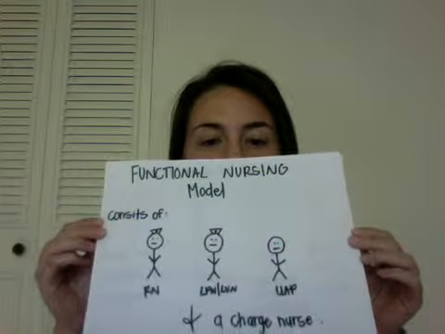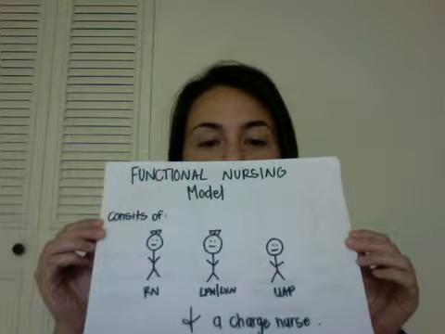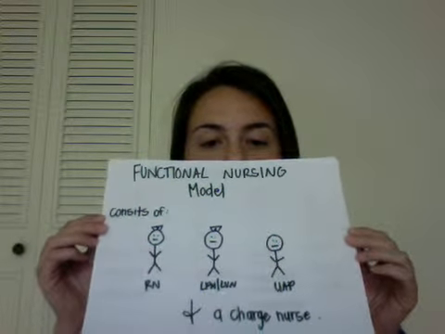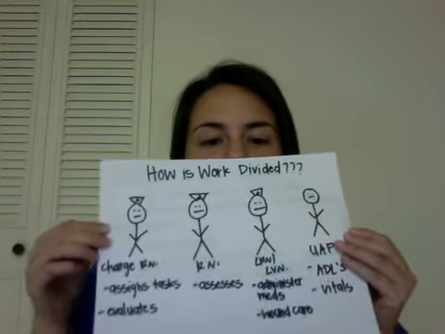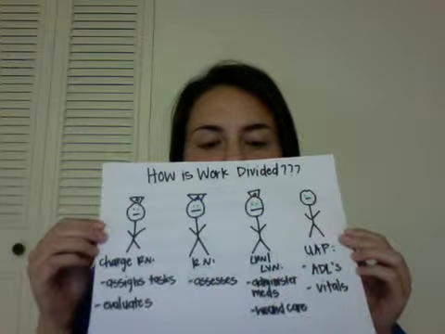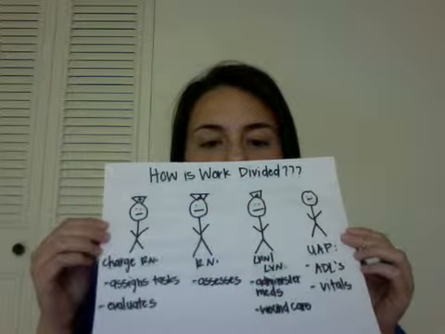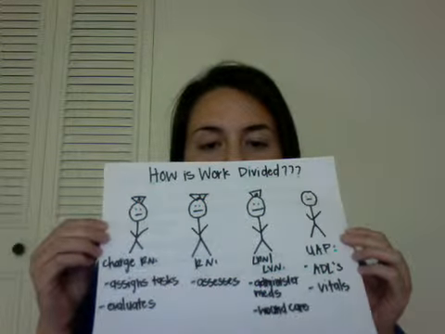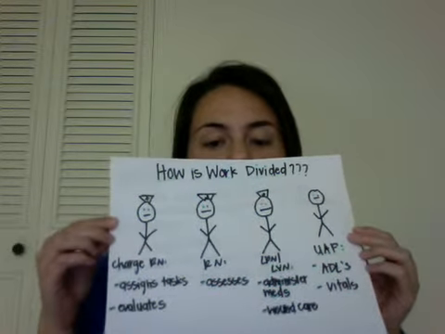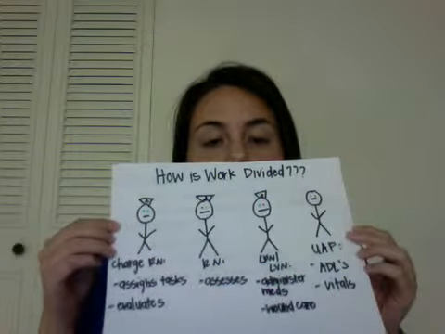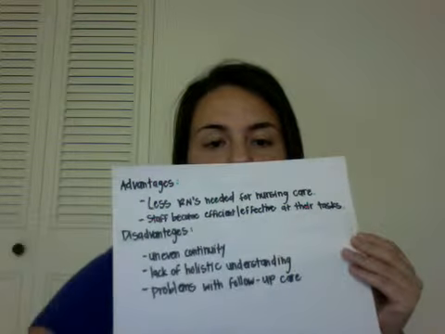This consists of an RN, an LPN or an LVN depending on what state, and a UAP, as well as a charge nurse. How is this work divided? The charge nurse assigns tasks and evaluates. The RN assesses. The LPN or LVN administers medications and wound care, amongst other things. And the UAP is responsible for ADLs and vital signs, also amongst other things.